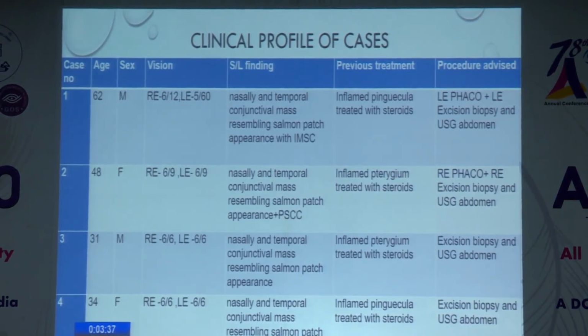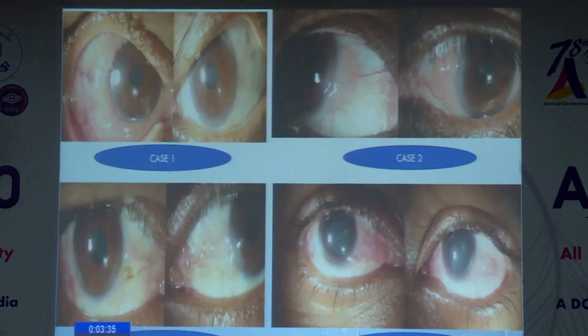So all these 4 cases, as we see, were typically misdiagnosed as a case of pterygium and pinguecula. So these were on treatment with steroids for around 1 year. So that's why maybe the second case developed posterior subcapsular cataract.